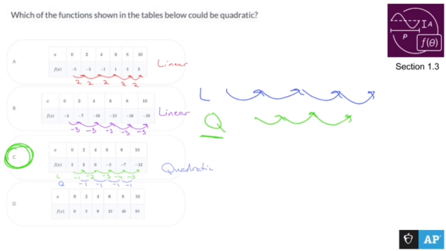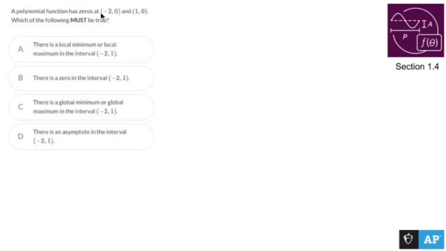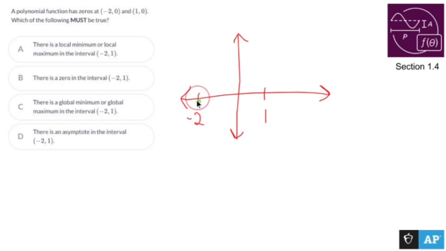Good job, everybody. A polynomial function has zeros at -2, 0 and 1, 0. These are points, not intervals. Which of the following must be true? So I see words like minima and stuff like that. I kind of know what's going to happen. Let's draw ourselves a coordinate plane. So that's a perfect line. I have -2, 0, boom, and I have 1, 0. And I know you are a 0 and you are a 0.